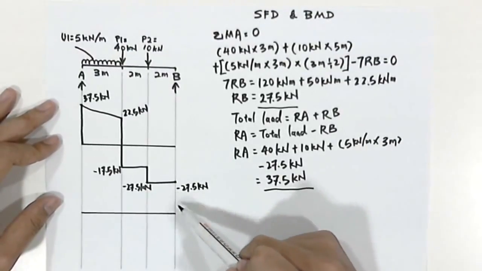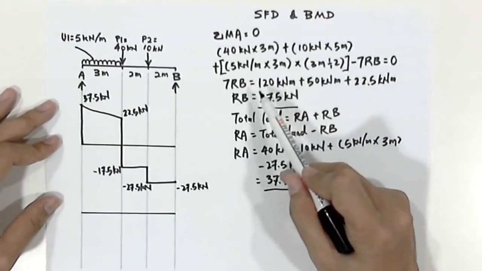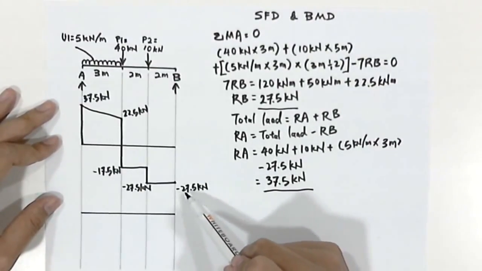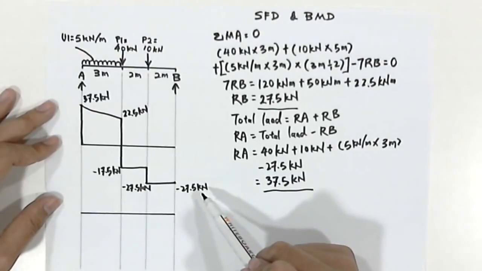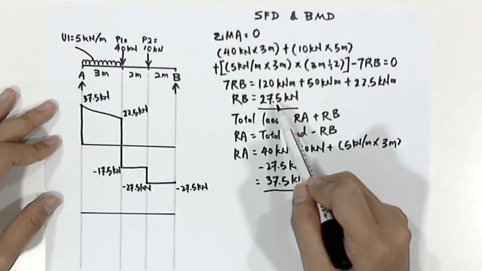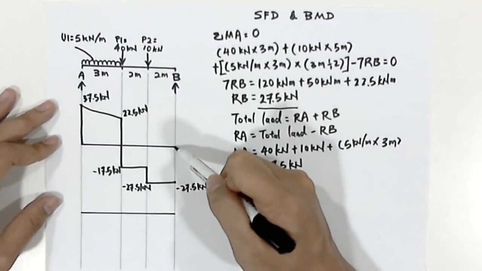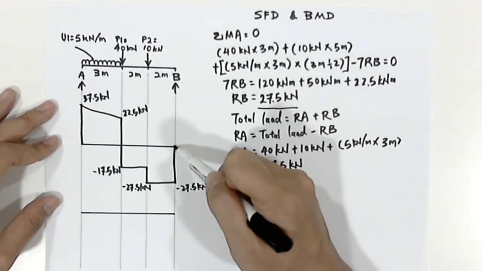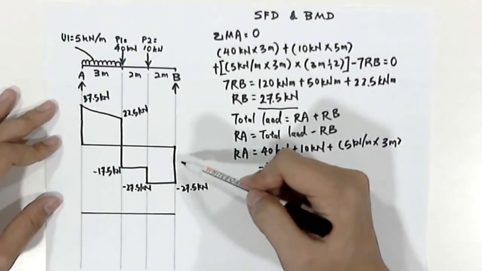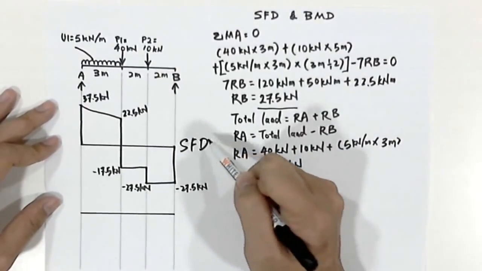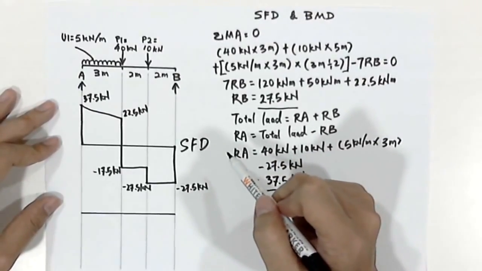At this point, we can double check whether our shear force diagram is correct or not by checking the last value with our RB. If you find that the last value, negative 27.5, is the same as 27.5, that means the whole shear force diagram will go back to 0. If you can complete this, that means your shear force diagram is correct.